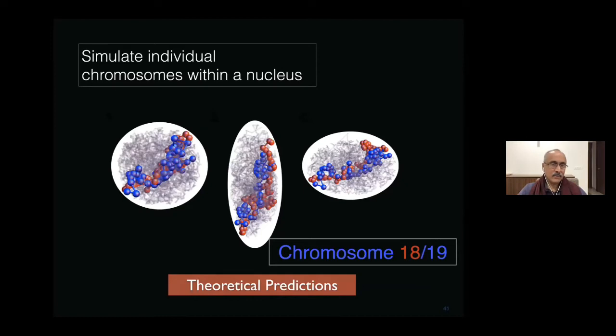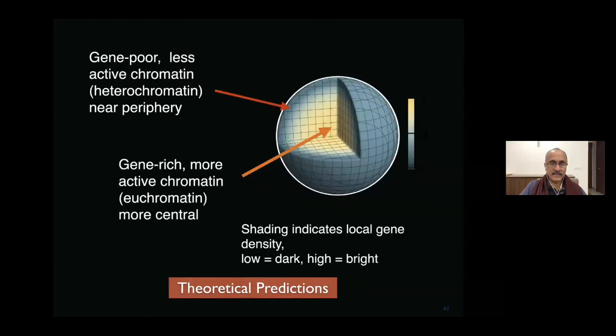So then one does a complicated calculation. What we do is we simulate individual chromosomes within a nucleus. So these are a highlighted chromosome 18 and chromosome 19 and, in a grayscale background, the other chromosomes. And from this, we can extract theoretical predictions that we can compare to the experimental data.